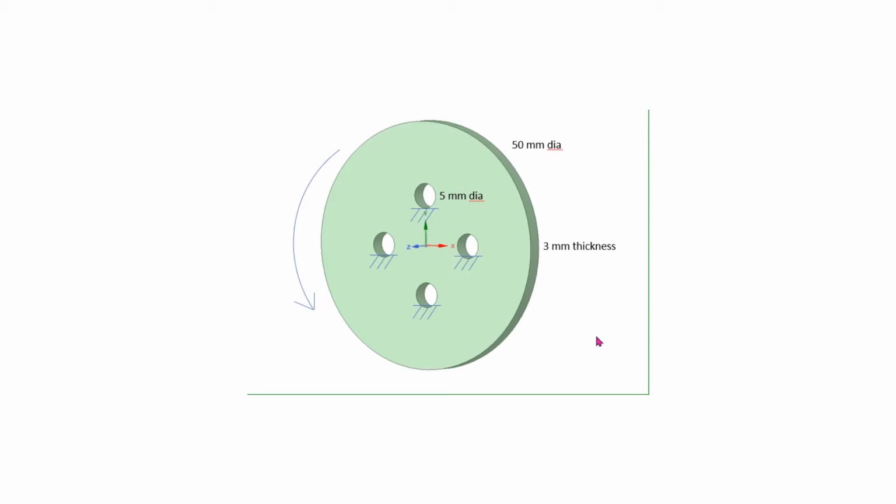The object we are going to optimize is a circular disc 50 millimeters in diameter. The disc has 4 holes 5 millimeters in diameter. The outside of the disc has a torque applied to it, and the 4 holes are fixed, holding the disc from rotating. The goal is to remove any unneeded material in the disc.